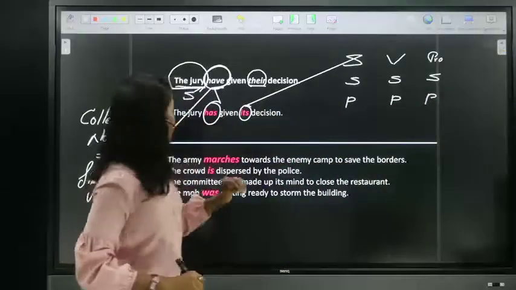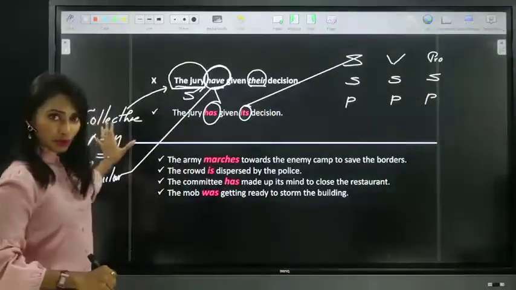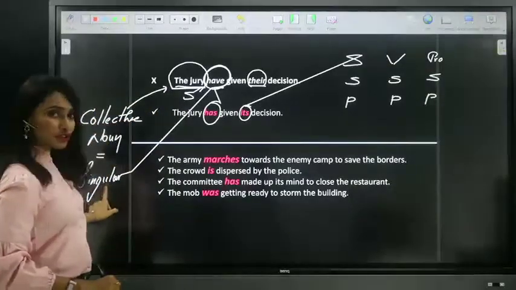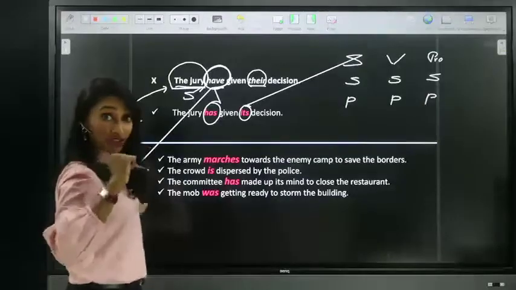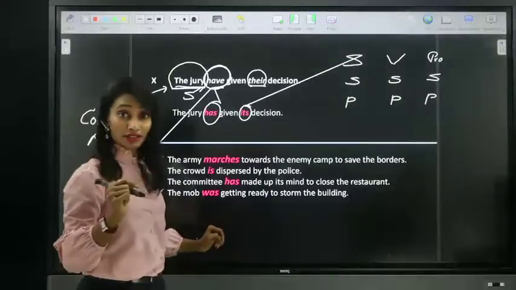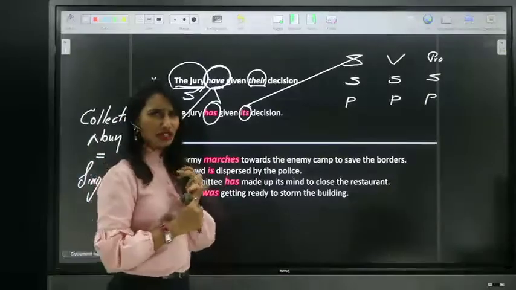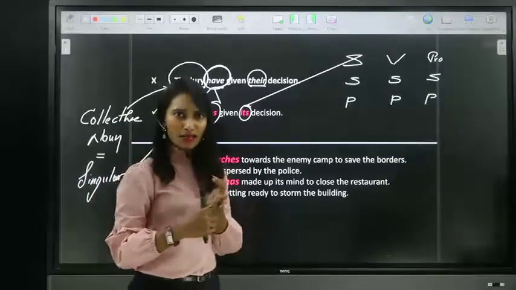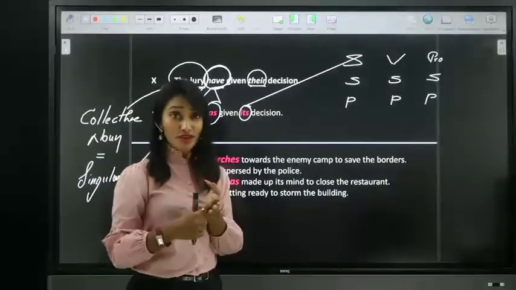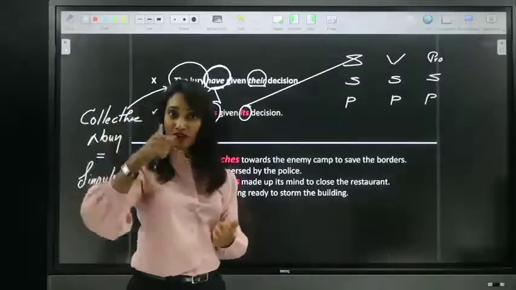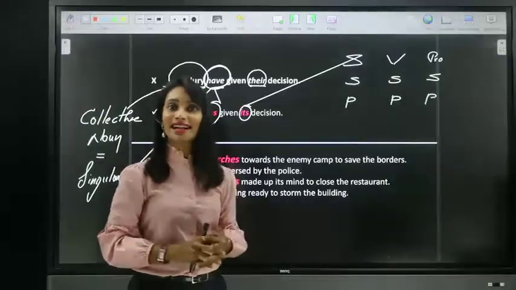So it is a collective noun, not a proper noun. So the jury is a collective noun. So collective nouns are singular entities. Do remember, yesterday we have discussed this. So all collective nouns are singular, like jury, team, army. Remember this, hive of bees, right? And bunch of grapes or a bunch of keys. All these are collective nouns.